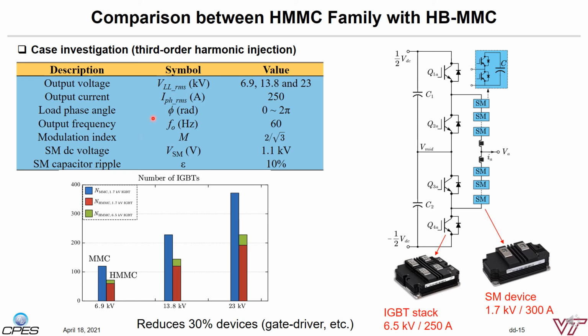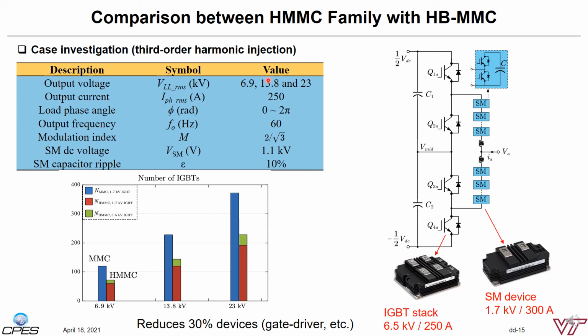Now let's make a comparison between HMMC and MMC and see the potential benefits. The first one is to compare the number of switches in the system. To make a fair comparison, we created 3 operation conditions based on the AC output voltage level, which are 6.9 kV, 13.8 kV, and 23 kV as the line-to-line RMS voltage.